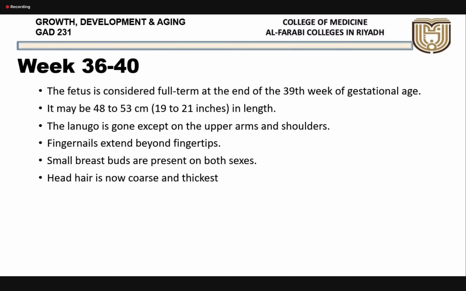It may be 48 to 53 centimeters or almost 19 to 21 inches by now. So it is a good size when the fetus has grown to 21 inches or so. The lanugo, that is the temporary hair, has gone except on the upper arms and the shoulders. Sometimes you can see the fetus has some lanugo hairs on its upper arms and shoulders, because these hairs have not shed. They have shed on all other parts of the body except the skull. Sometimes they can remain on the upper arms and the shoulders.